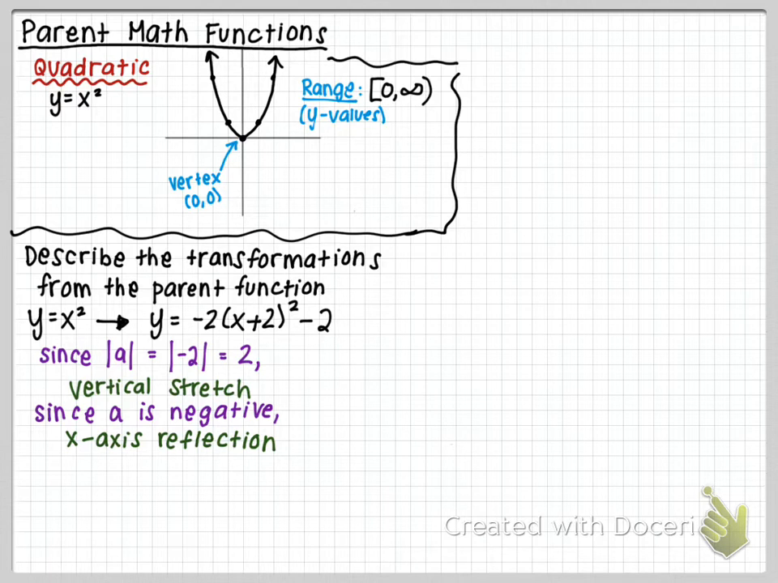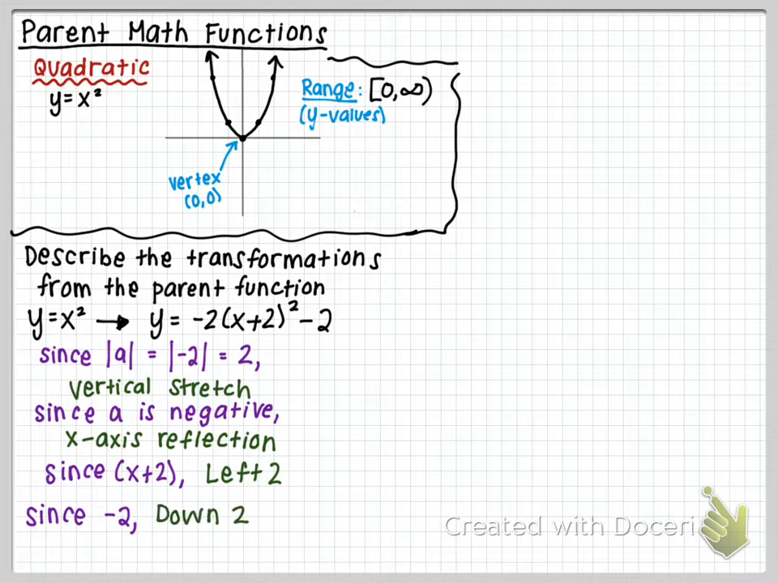Now we're going to look at this piece. Okay? That x plus 2. Does x plus 2 tell you to go to the left 2 or to the right 2? So look back at your notes. That tells you left 2. Now we're going to look at this piece, that -2 at the very end. Does that -2 tell you to go down 2 or up 2? That -2 tells you, look back at your notes, to go down 2. That's it. And now we're done, right? So now we're going to graph it.